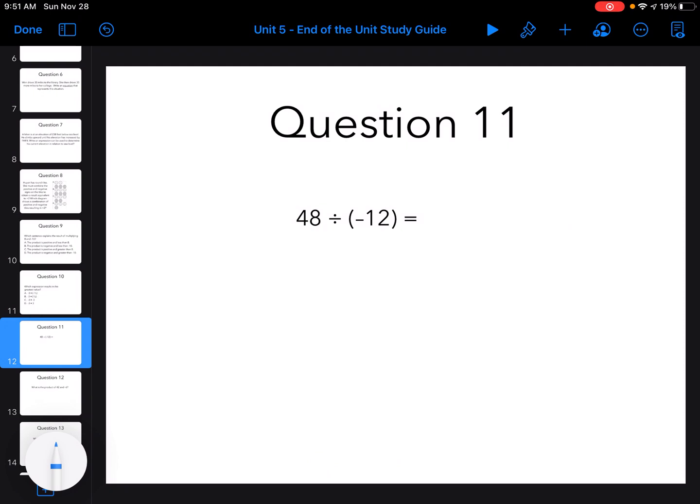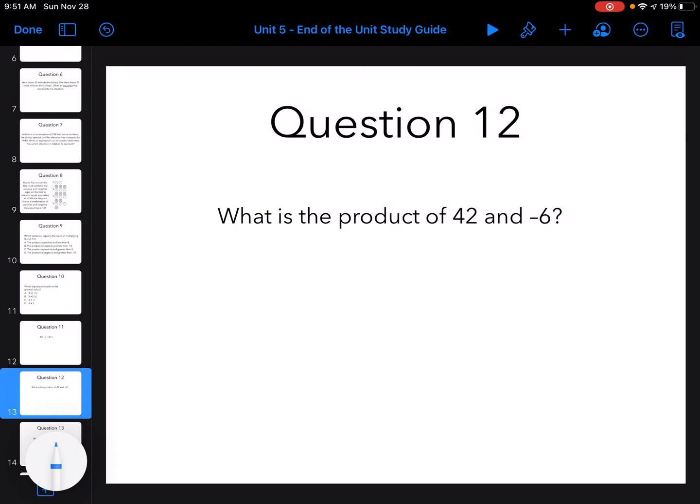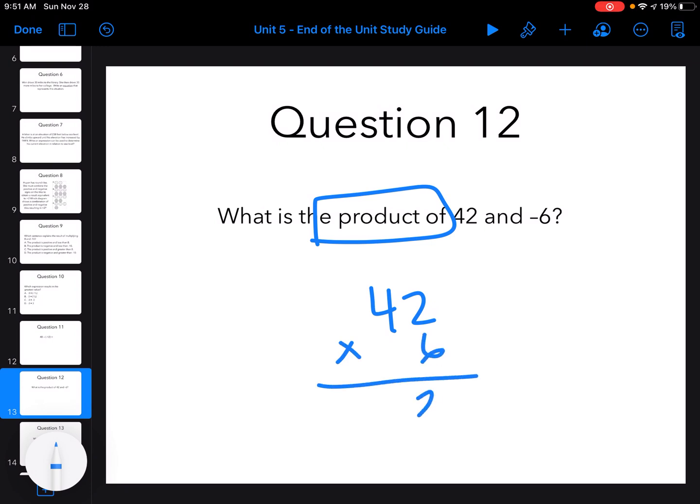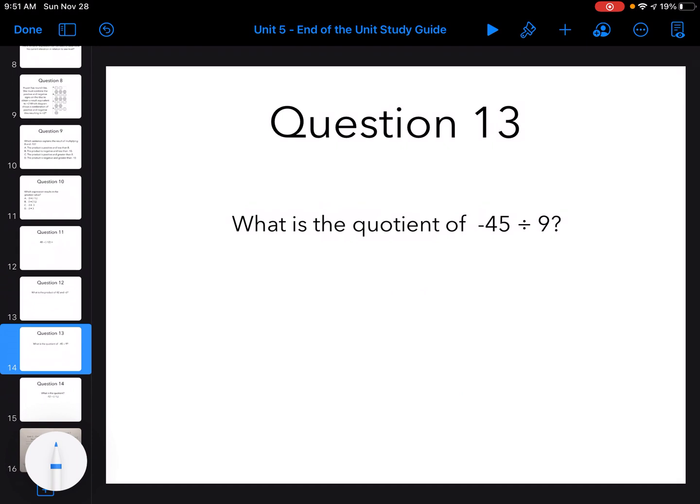48 divided by negative 12. Well, I know 48 divided by negative 12 is 4. And I know a positive divided by a negative is negative. So negative 4. The product, so that means I'm multiplying 42 and negative 6. Positive times a negative is a negative, so I get negative 252. The quotient of negative 45 and 9. So 45 divided by 9 is 5, and a negative divided by positive is a negative.